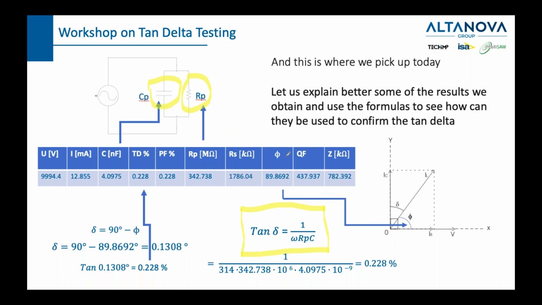The next step would be looking at this parameter here, the angle phi. This angle, as you can see, is 89.8692 degrees, and delta is 90 degrees minus this angle. That's what we said, 90 degrees minus phi, which means that delta is actually 0.1308 degrees. If you take a calculator and check the tangent of 0.1308, you will find that it is nothing else but 0.228. So this was one way to understand your results.